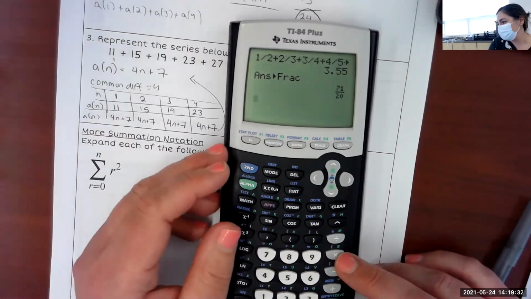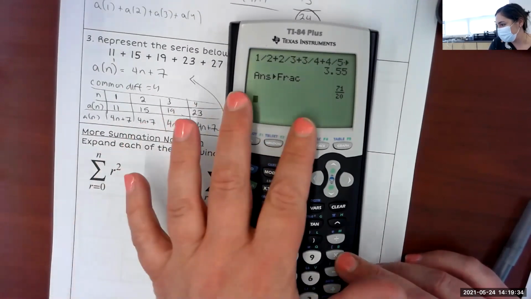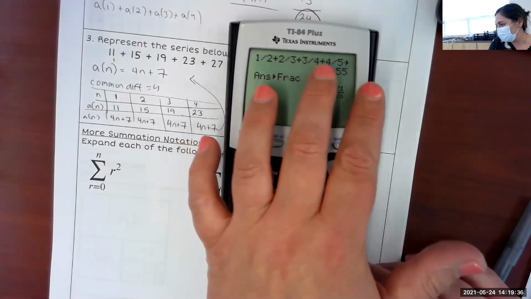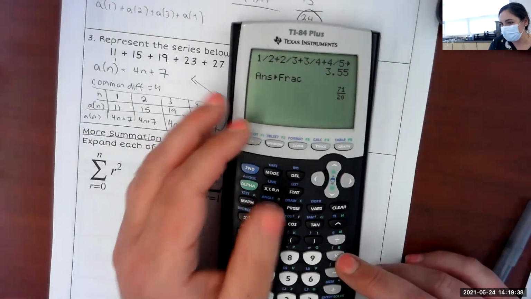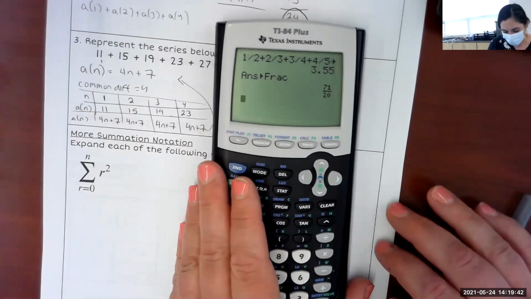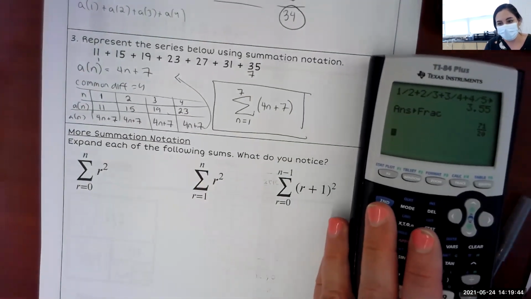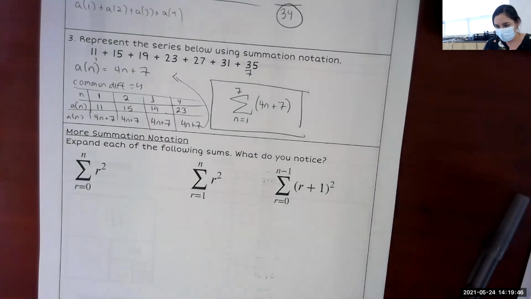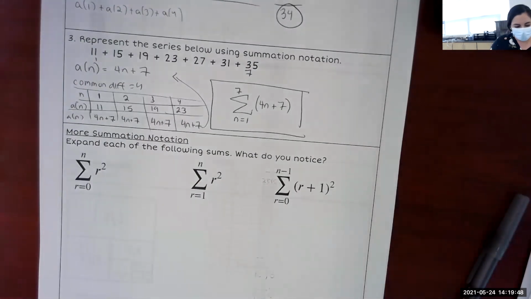You could also take the time to do common denominators, right? To figure out what 2, 3, 4, 5, and 6 have as a common denominator and work it out that way, but this is fine too. Okay. What other questions?